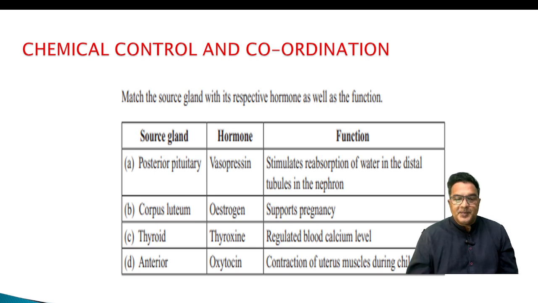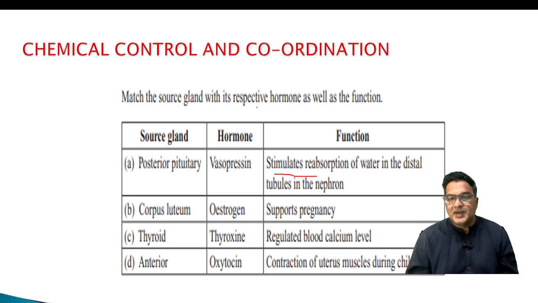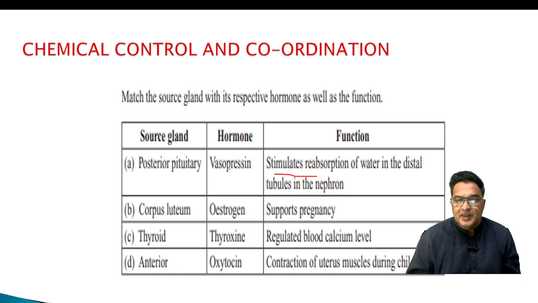So posterior pituitary. Posterior pituitary vasopressin stimulates reabsorption of water in the distal tubules in the nephron. So what we need to do is match the source gland with its respective hormone. Posterior pituitary source gland, hormone is vasopressin, okay. Stimulates the reabsorption of water in the distal tubules in the nephron, okay.